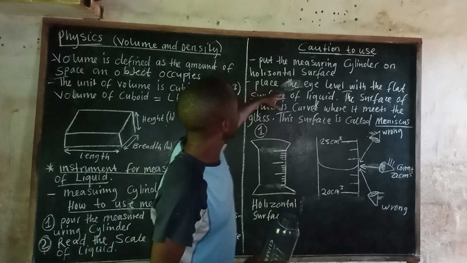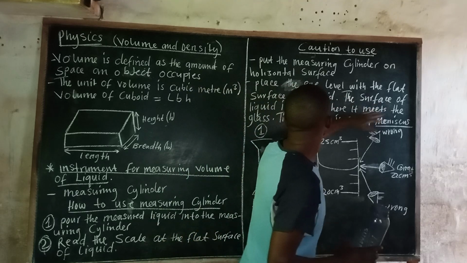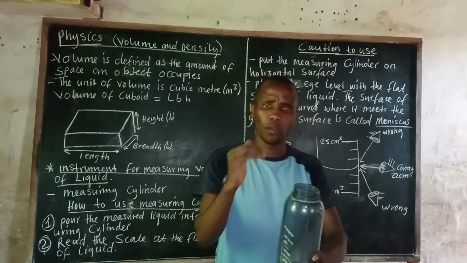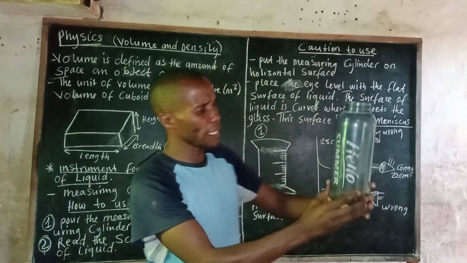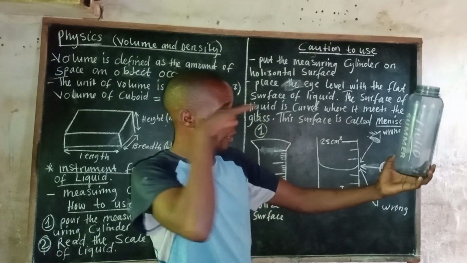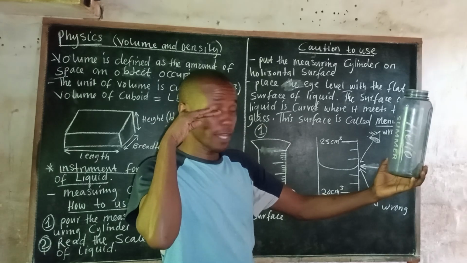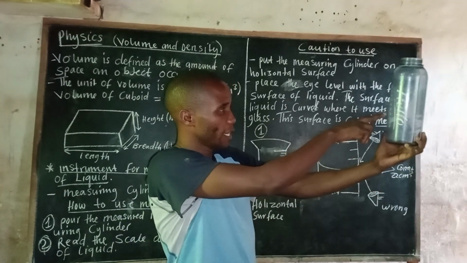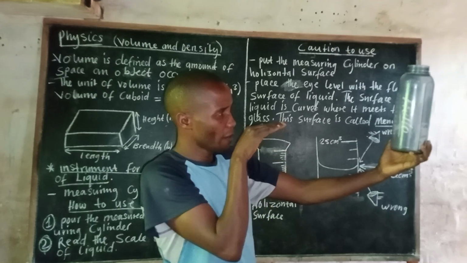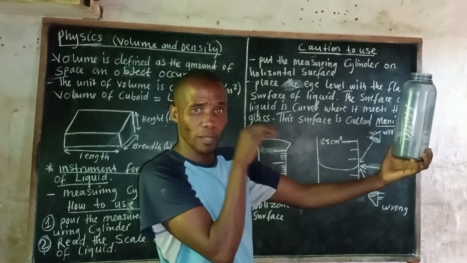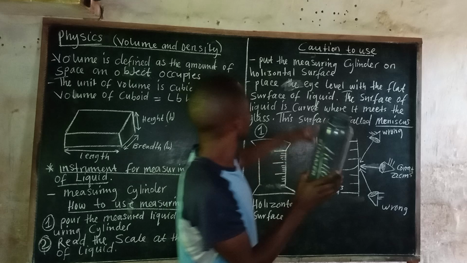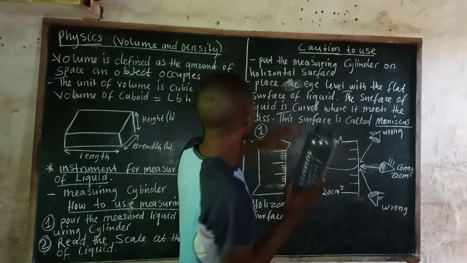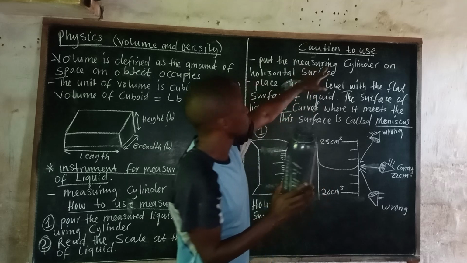Then from there, place the eye level with the flat surface of the liquid. For you to get the correct measurement, you have to place your eye straight, like this, for you to see. When you do this, the measurement that you are going to get will be correct. This is what they're trying to tell us here. So these are some of the cautions to use.